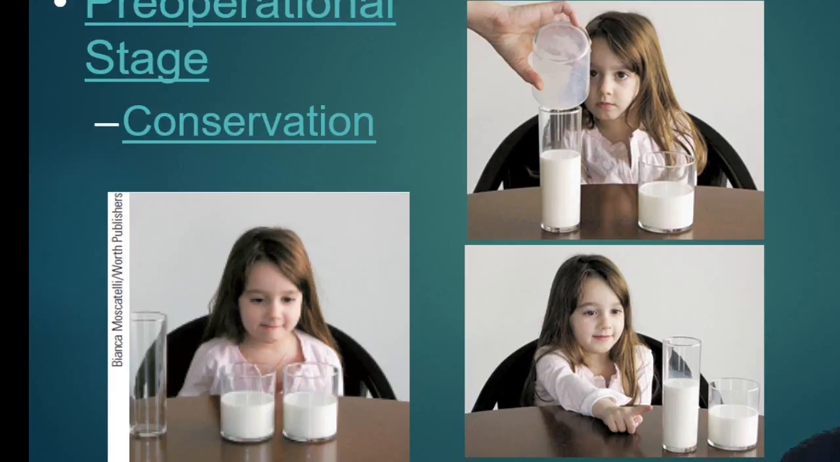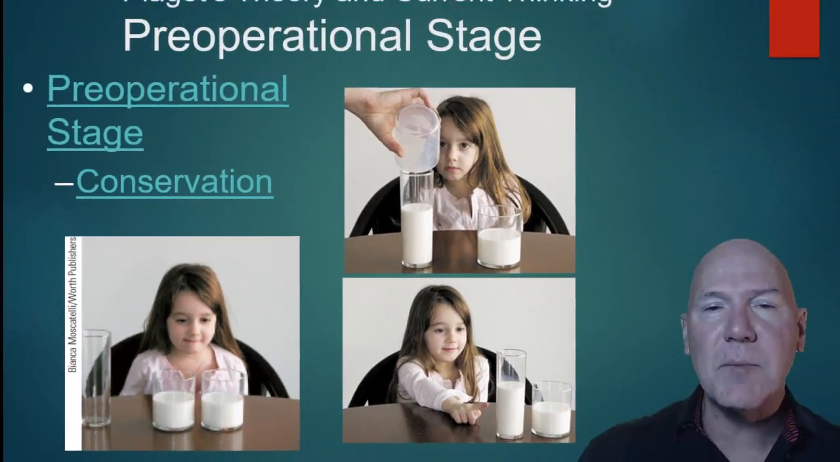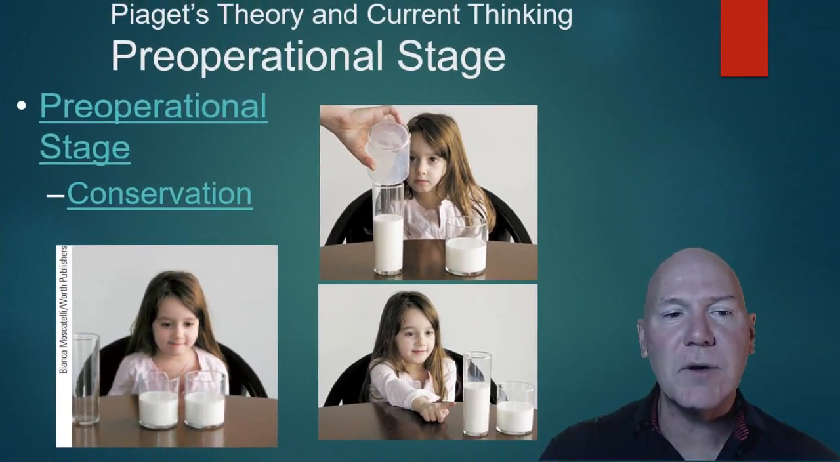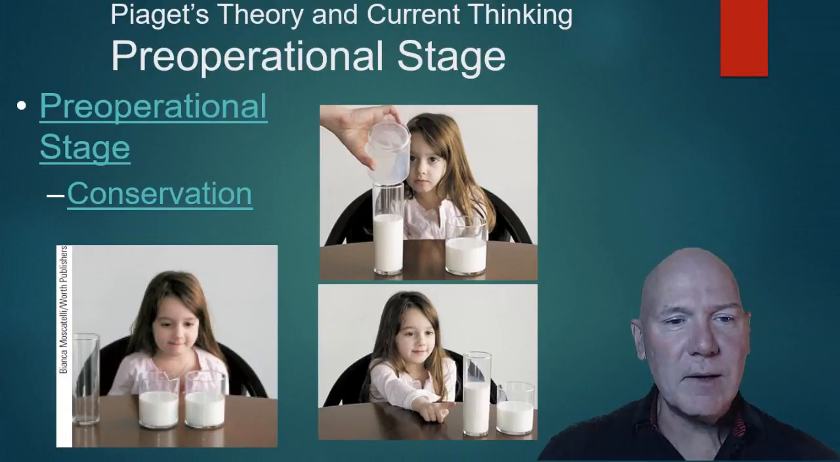They can watch you pour it into that longer, thinner, taller glass, and you ask them which one has more milk, and they'll point to the one that has the higher amount. It's exactly the same, and we know that because we're in a further stage. We know it doesn't change, right? You could take it out of that glass and pour it back into the container it started in, and it would be exactly the same. Nothing added or taken away. But they don't seem to understand that at this age.